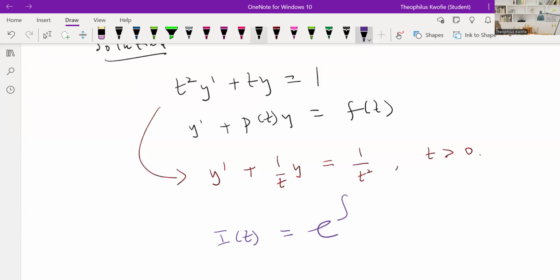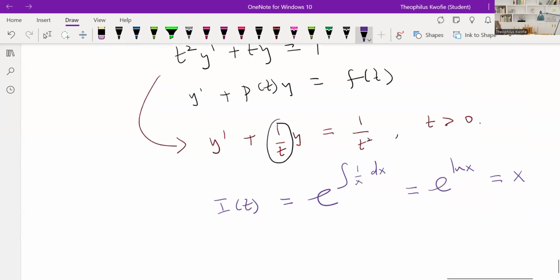Now it means that our p of t would just be this particular term. Does that make sense? So we're going to have the integral of 1 over t dt. And what is the integral of 1 over t? We said it is the natural log of t, right? So we're going to have e to the power natural log of t, and that is the same as t. The reason is because the exponential function and the natural log are inverses of each other. Okay, good. So that's the explanation for that.